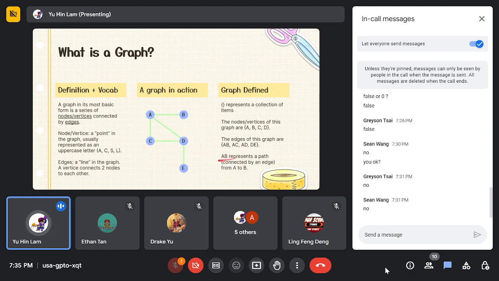So it represents a path and is connected by an edge. So this would be a path. That's what we would call a path.